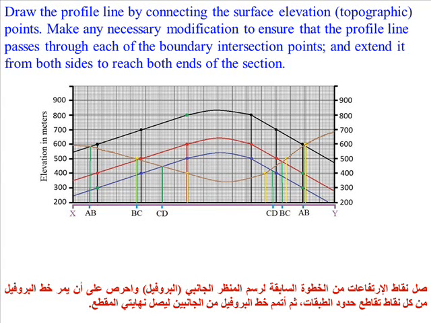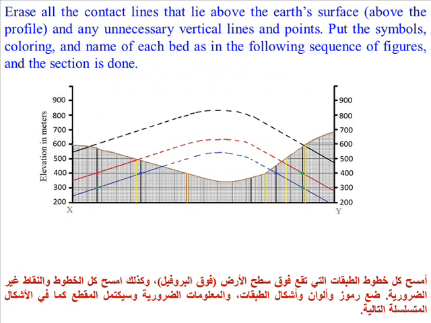Draw the profile line by connecting the surface elevation points. Make any necessary modification to ensure that the profile line passes through each of the boundary intersection points and extend it from both sides to reach both ends of the section. Erase all the contact lines that lie above the earth's surface and any unnecessary vertical lines and points. Put the symbols, coloring, and name of each bed as in the following set of figures, and the section is done.